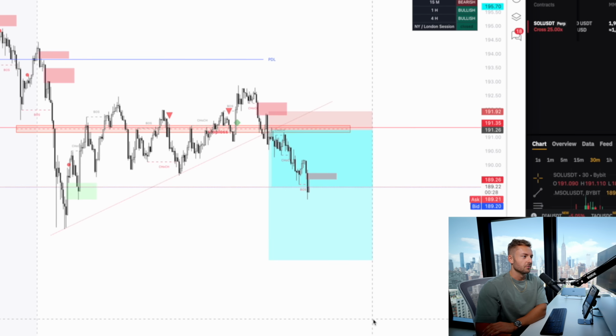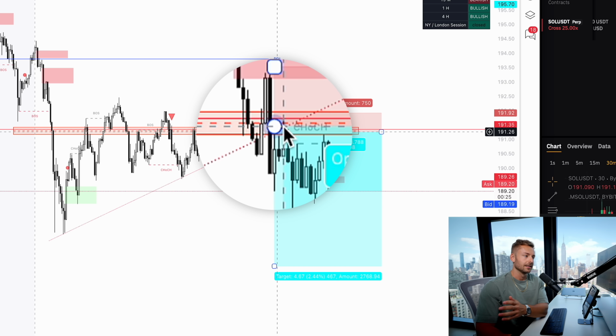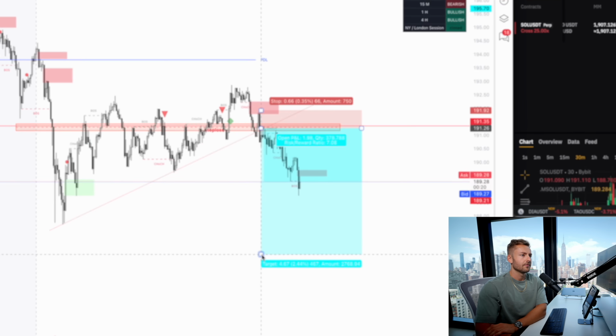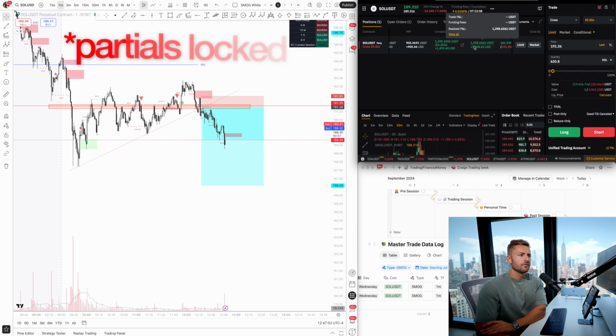We finally got a nice move down. You can see we did get that response off of that key level that I was watching. And now we're starting to push down underneath these lows. So I'm going to go ahead and take half of the position off here. Okay, so I just locked in about 1400 on the trade.